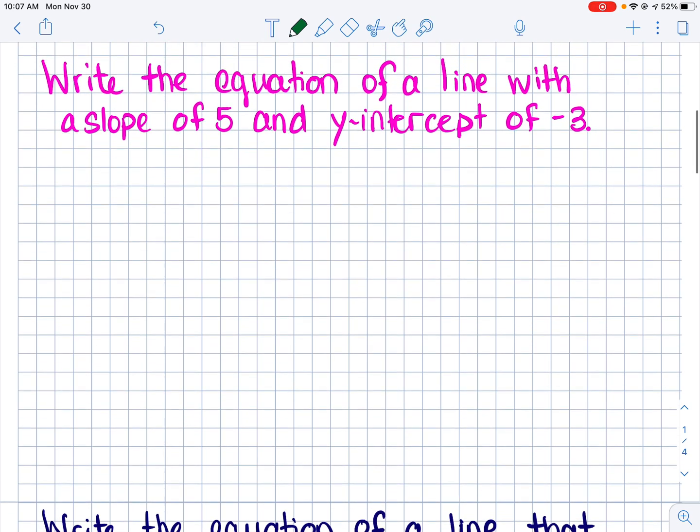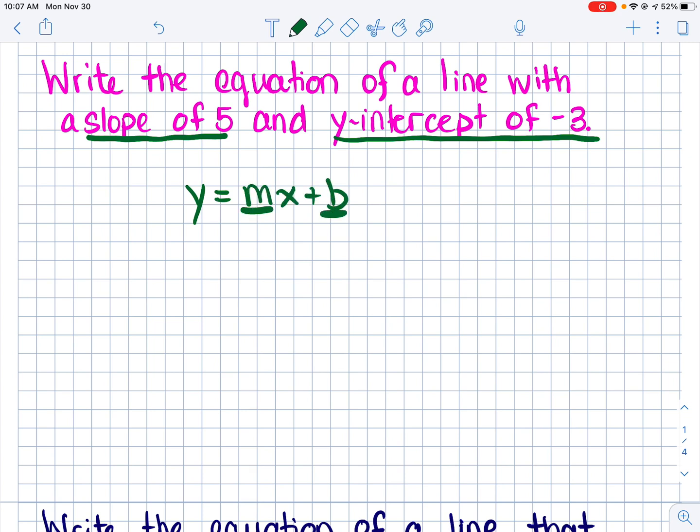It can get more complicated. Write the equation of a line with a slope of 5 and a y-intercept of negative 3. It's not getting that complicated yet because that's easy. We just use our format y equals mx plus b, and we sub in the slope and y-intercept. If we have a slope of 5 and a y-intercept of negative 3, then our equation would look like y equals 5x minus 3.